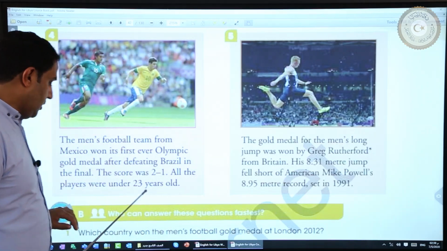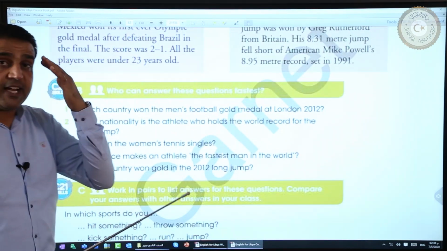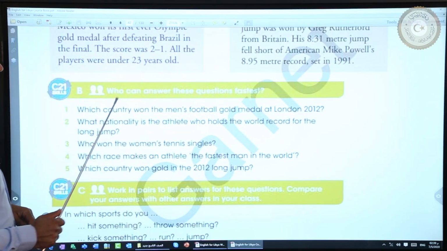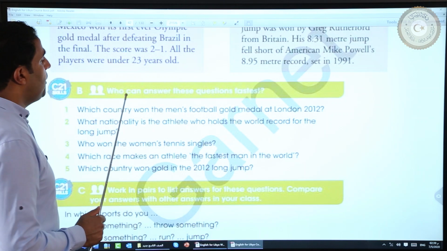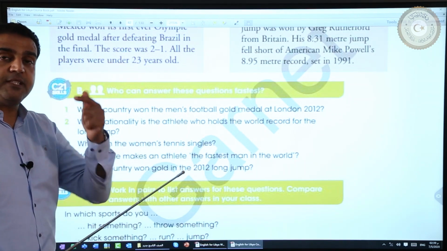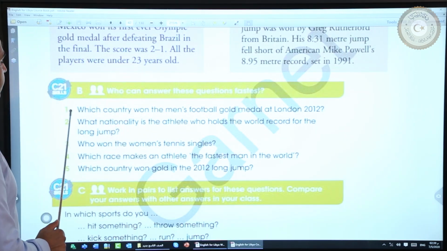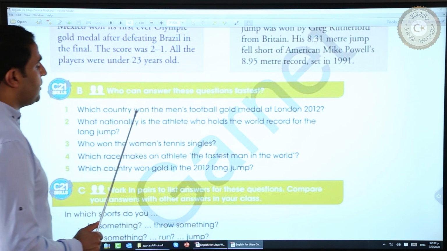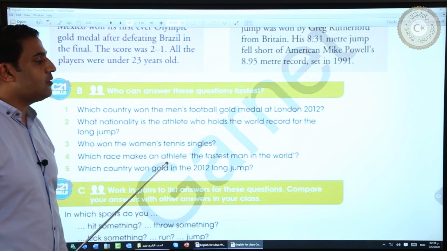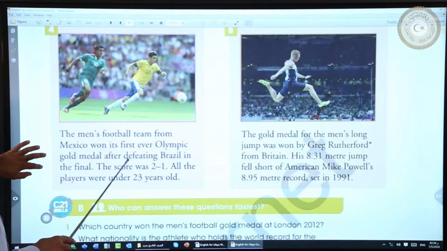we are going to answer these questions here regarding the understanding of the meanings of the texts here, according to your understanding of the passage. Who can answer these questions fastest? Fastest, that means the first one quickly here. 1. Which country won the men's football gold medal at London 2012? Which country? This one.